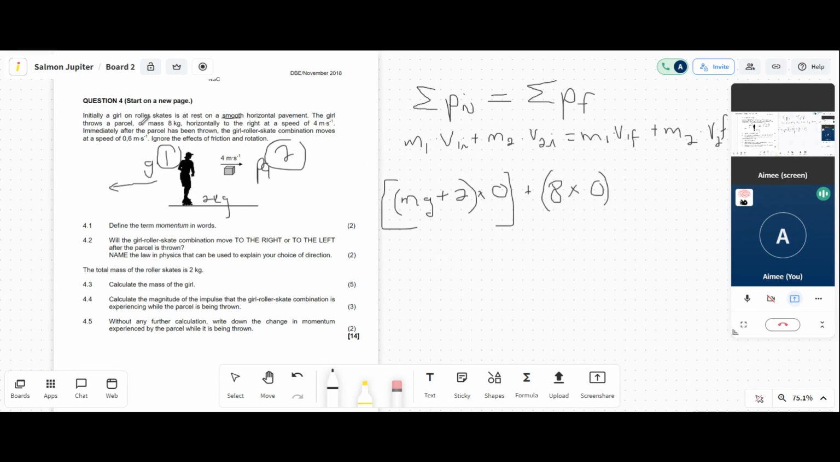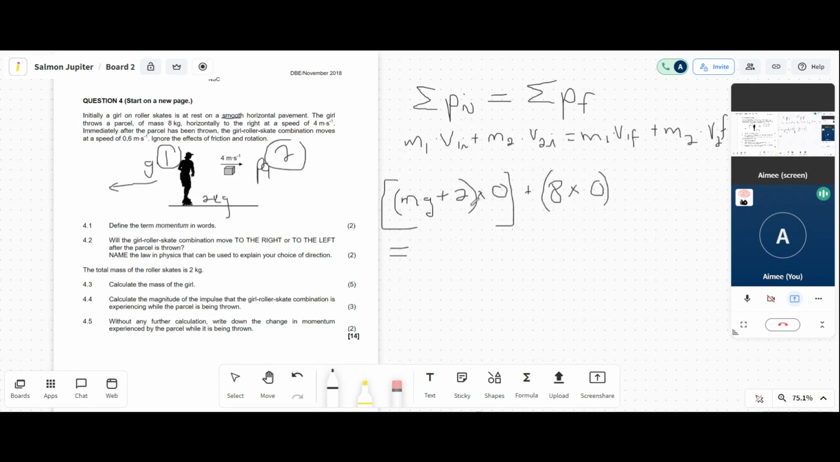The girl throws a parcel. So if her initial velocity is 0 and she's holding the parcel, it means the initial velocity of the parcel is also 0. Now we substitute in the final values. I'm going to do it here at the bottom because I'm going to run out of space on the side.